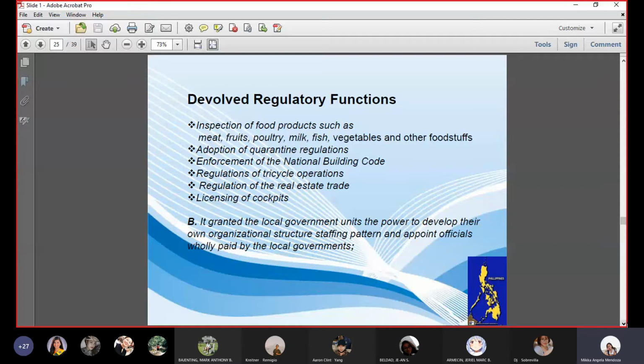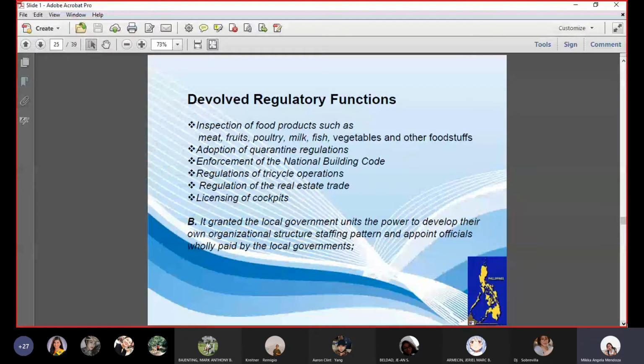Okay? On devolved regulatory functions. So inspection of food products such as meat, fruits, poultry, milk, fish, vegetables, and other foodstuffs. One example right now is, sadly, the spread of the African swine flu in pigs. Here in Leyte, actually, Region 8 is the hotspot for the ASF. So if there is a positive case of ASF within 500 meters, the pigs are killed. It's very sad. So within 500 meters, they have to kill the pigs to prevent the spread of ASF. So right now, people here in Leyte are not eating so much pork because of this recent outbreak of the ASF, and that's one duty also of the LGU, to inspect the meat, fruits, etc.